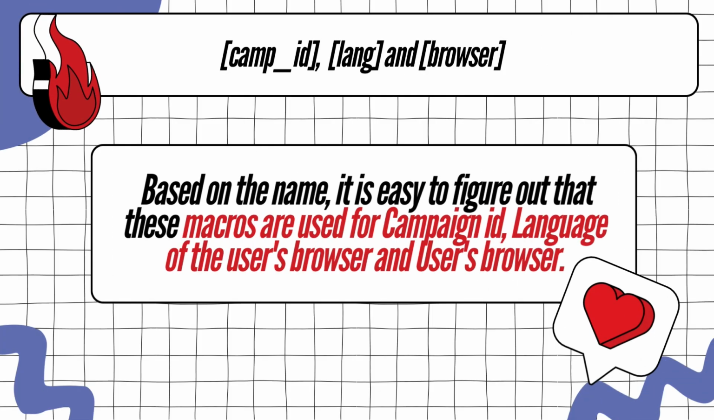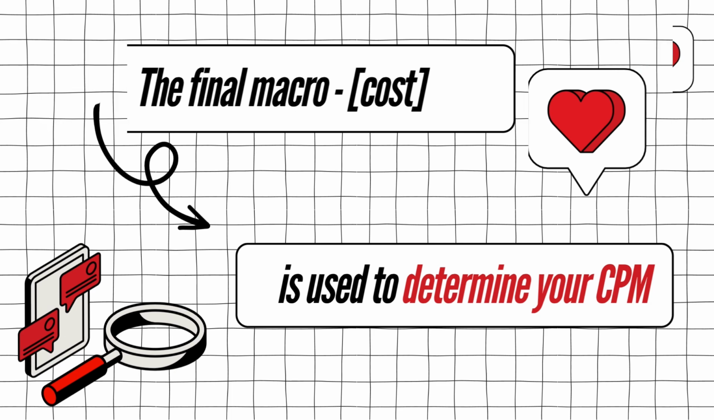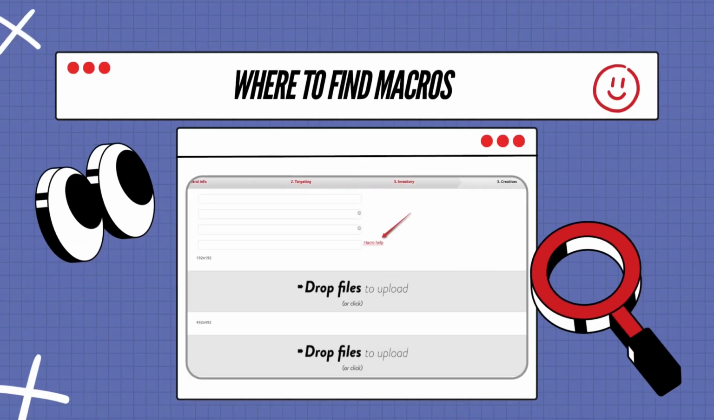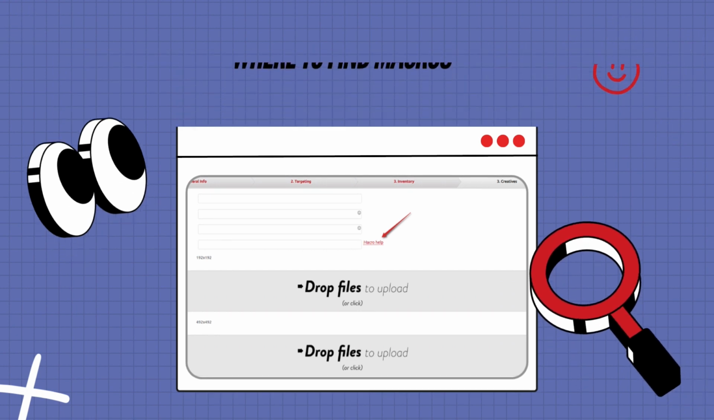Last but not least, the comp ID, lang and browser macros. Based on the names, it is easy to figure out that these macros are used for the campaign ID, the language of the user's browser, and the user's browser. The final macro, cost, is used to determine your CPM. All these macros can be found on the last tab of the campaign's creation menu.